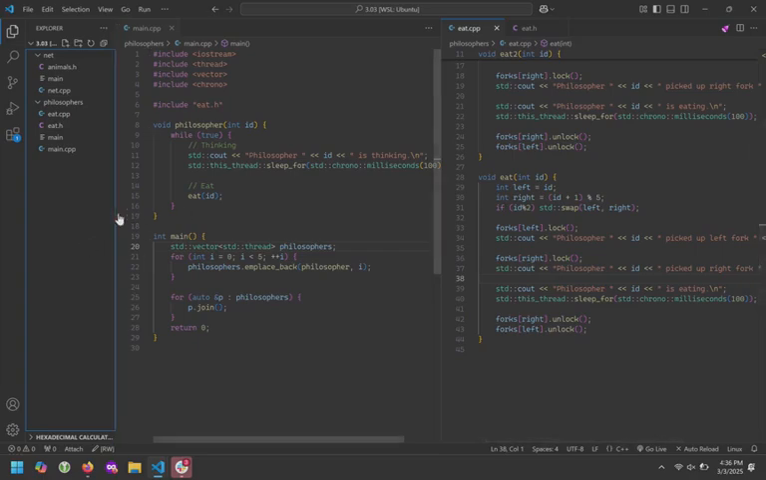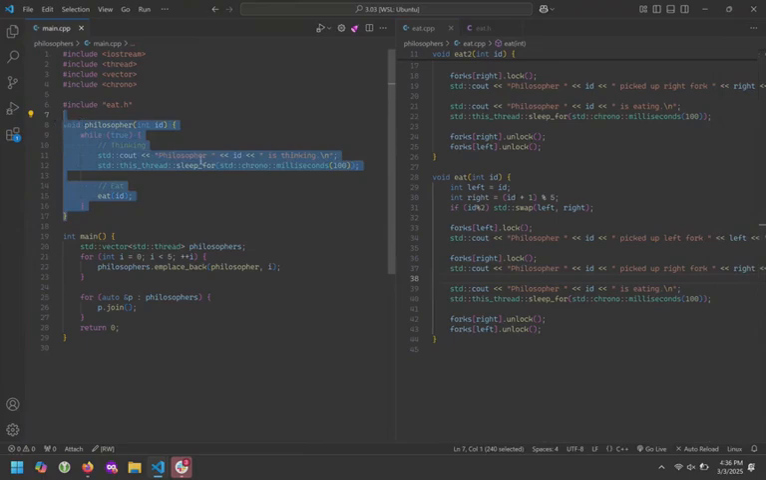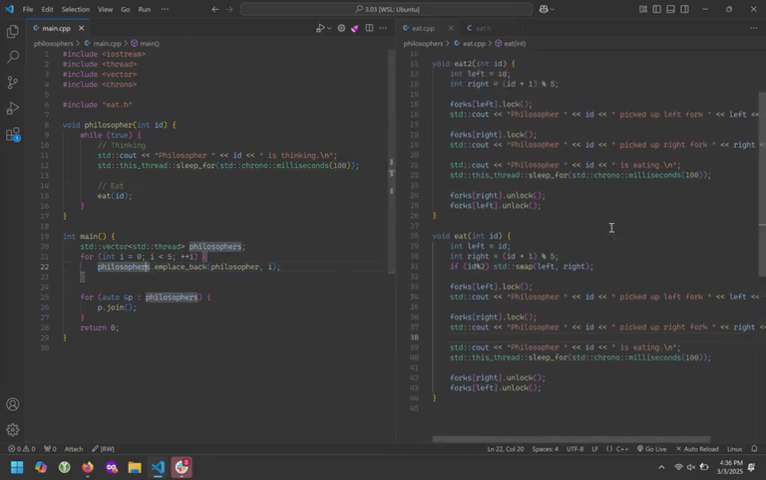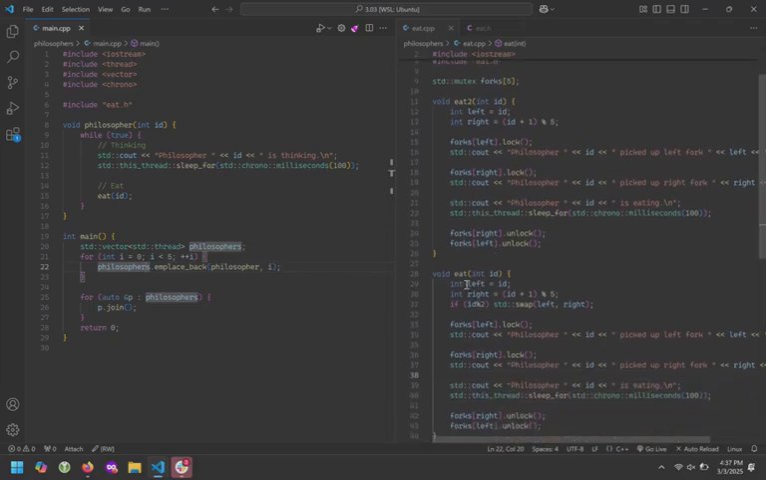So here we can see I have a philosopher thread, and all the philosopher thread does is it will think for 100 milliseconds, then it will try to eat. And notice we have 5 philosophers here. And then the eat function right here, we can ignore this really quick.